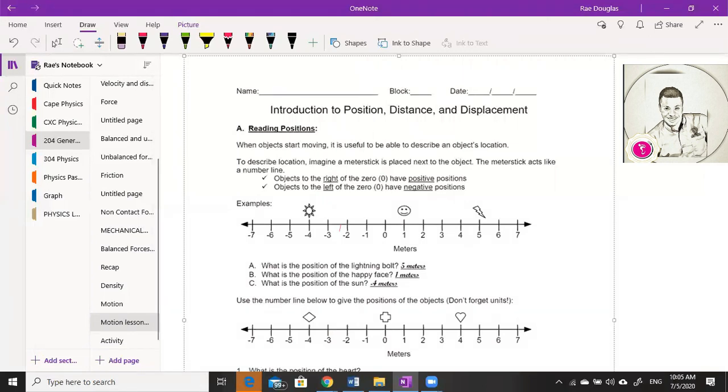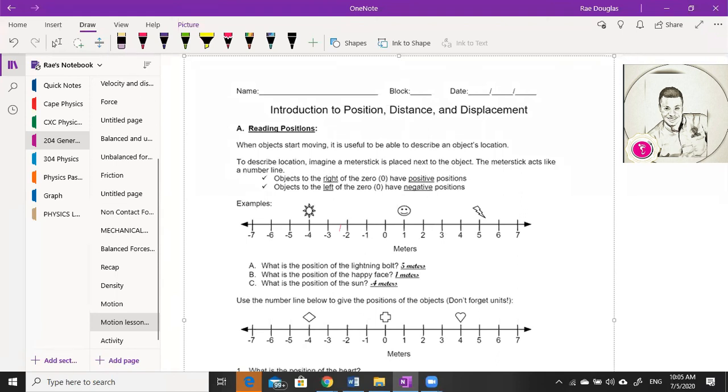When objects start moving, it is useful to be able to describe an object's location. To describe a location, imagine a meter stick is placed next to the object. The meter stick acts like a number line. Objects to the right of the zero have positive positions. Objects to the left of the zero have negative positions.